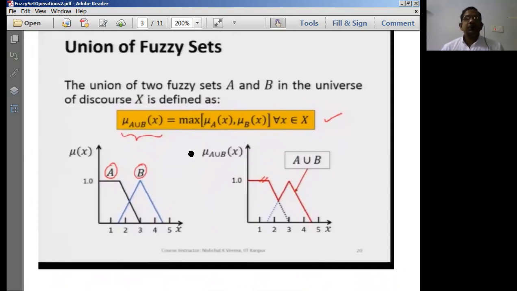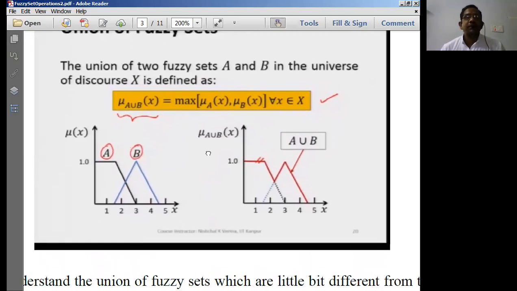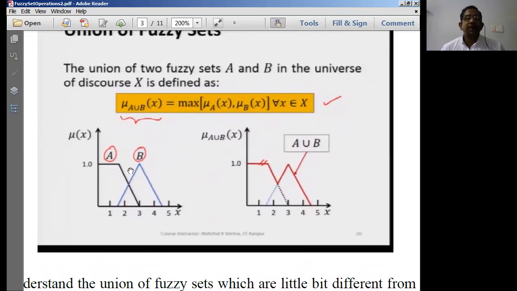Then let us look into another kind of signal which we have over here. These are the two signals, A and B. When you combine these two signals, what values are you going to get? Another definition for union is the maximum of the two membership functions. We consider whichever is the maximum of the two membership functions, and that is considered in A union B. The blue colored signal is B, and the black colored one is A.